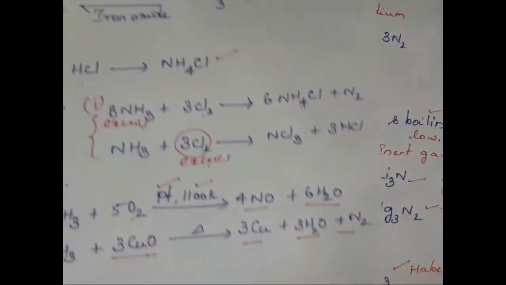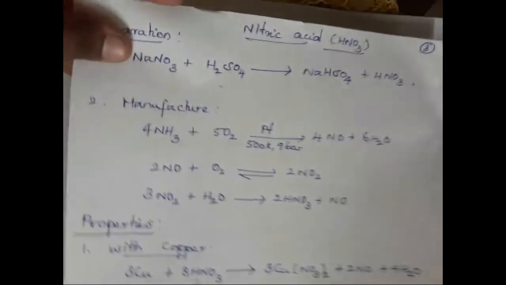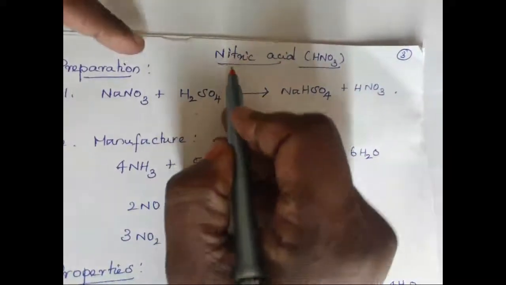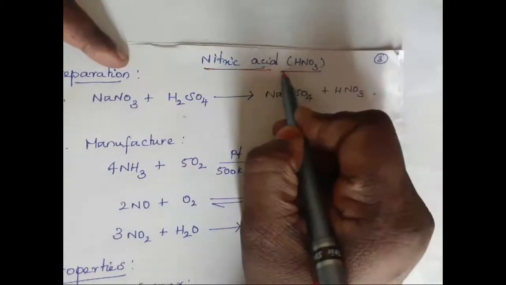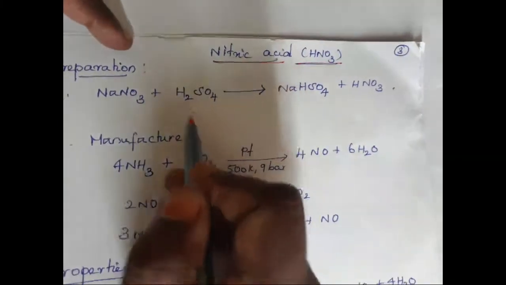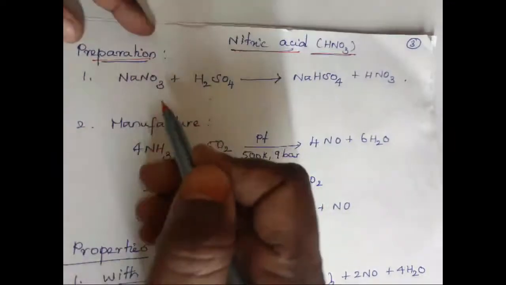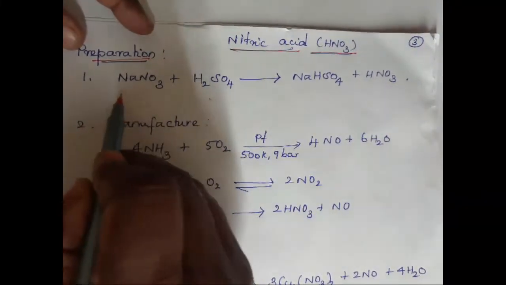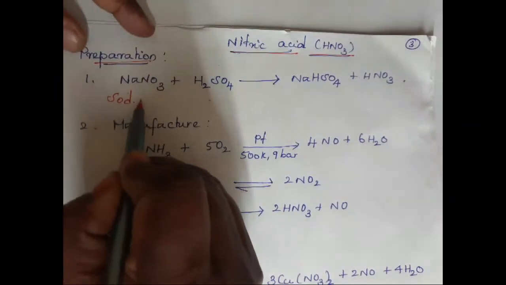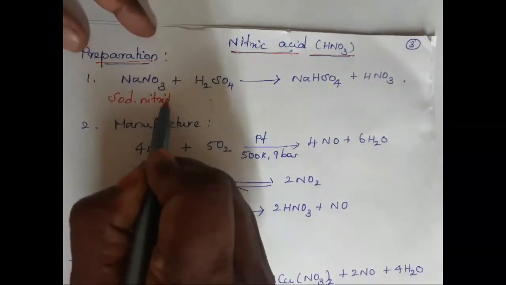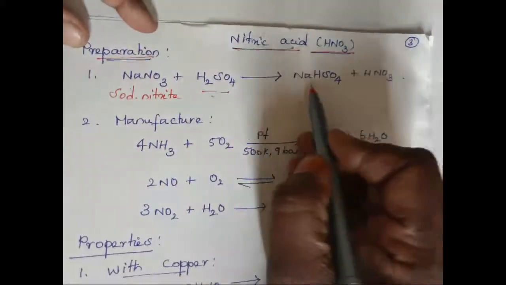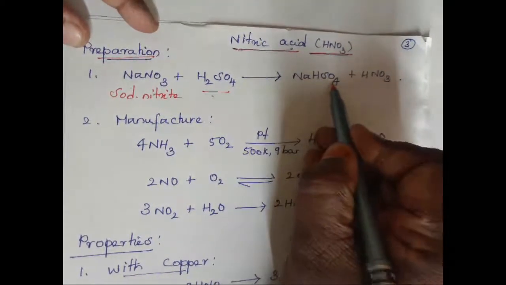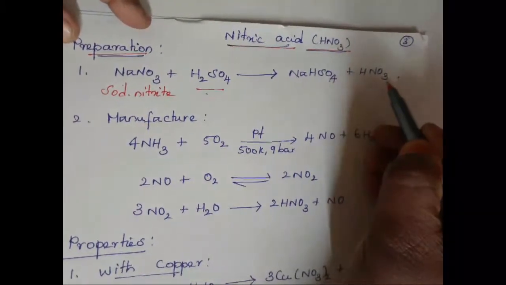Now let us see the preparation of nitric acid. The formula for nitric acid is HNO3. Now let us see the preparation of nitric acid. NaNO3 is nothing but sodium nitrate. Sodium nitrate, when it is treated with sulfuric acid, produces sodium bisulfate and nitric acid.